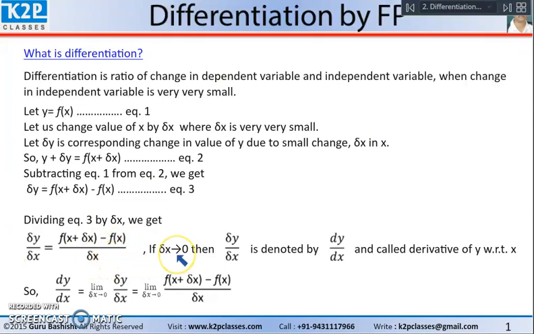Now assume that the delta x is very small, it tends to 0. Then delta y by delta x is denoted by dy by dx and it is called differentiation of y with respect to x. Right? So dy by dx is nothing but limit delta x tends to 0, f(x plus delta x) minus f(x) by delta x. This is the definition of differentiation by first principle. We will learn how to find out differentiation of different functions by first principle.